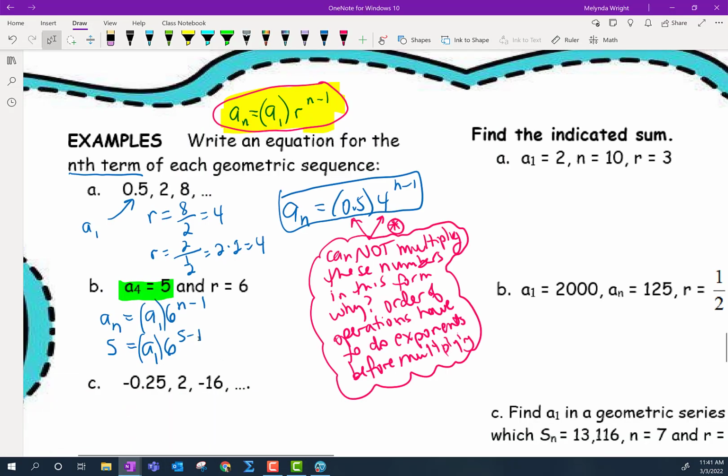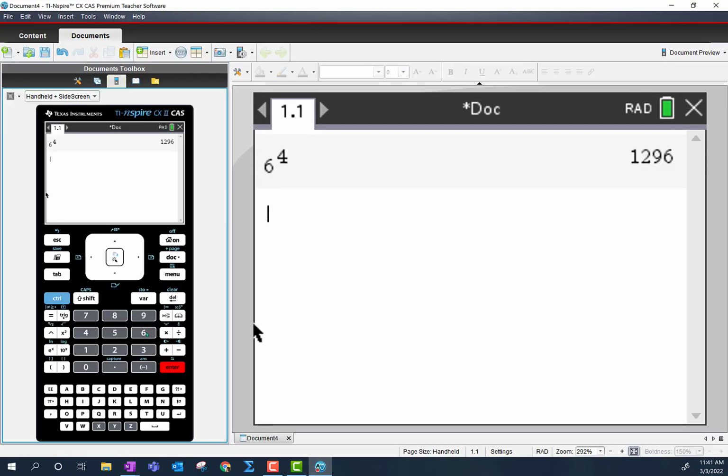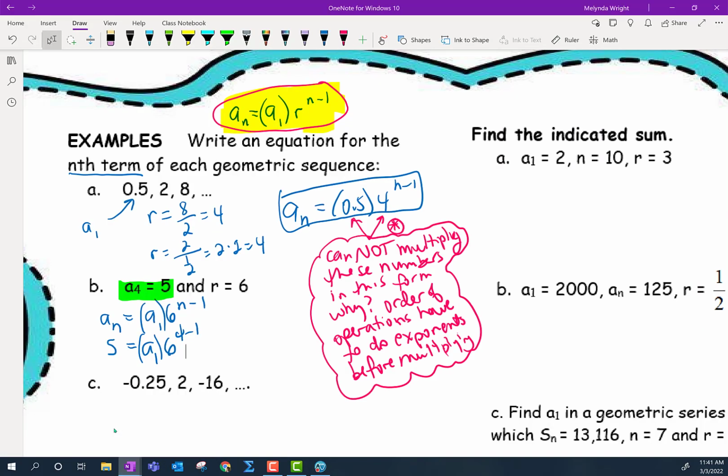Okay, so we want, oops, that is the 4th power. I'm so silly. So it should be not 5 minus 1, it should be 4 minus 1. So we really should be doing 6 to the third power. Okay, so let's fix that. So we want to do 6 raised to the third power, 216. Okay, great. So let's go back here. So that number is 216.